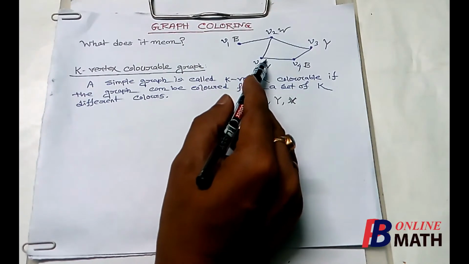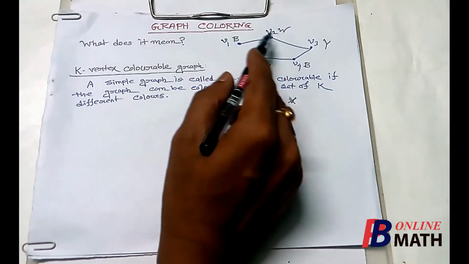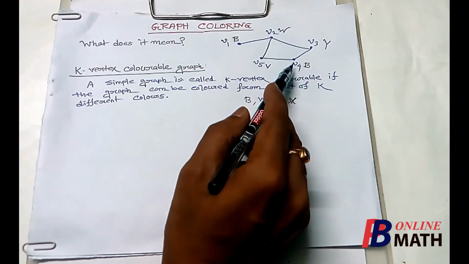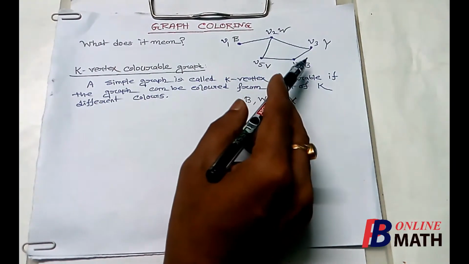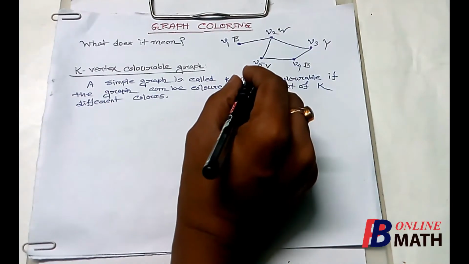Now except for the vertex V5, we find that the remaining 4 vertices can be colored with only these 3 colors, blue, white and yellow. Now we consider the last vertex V5.